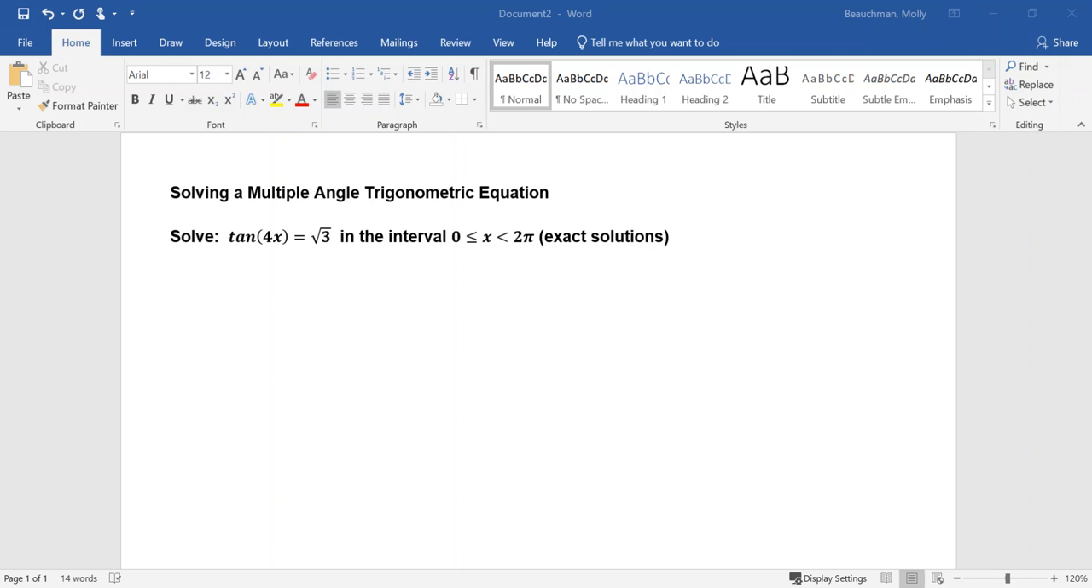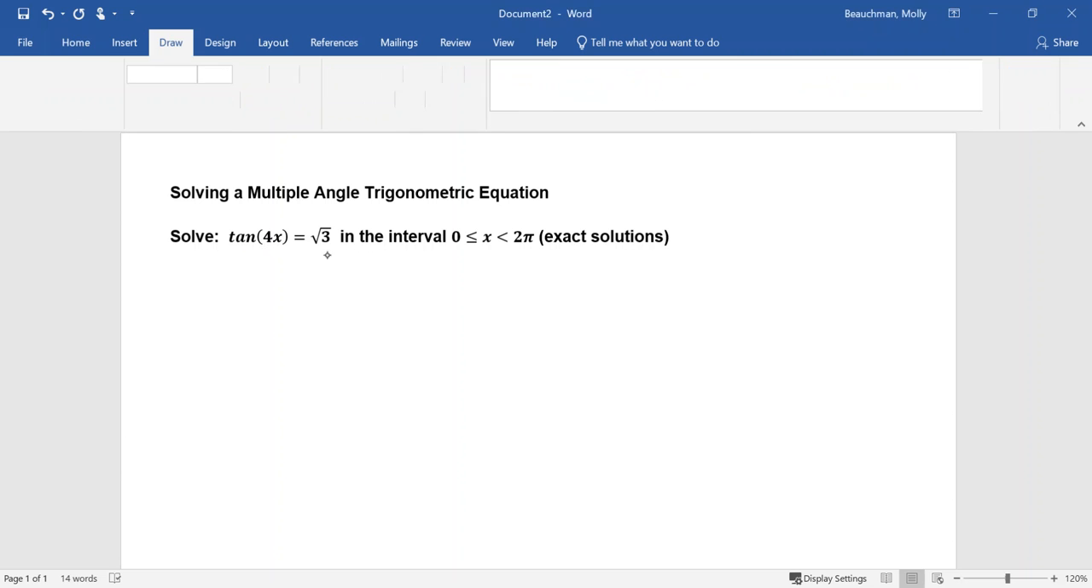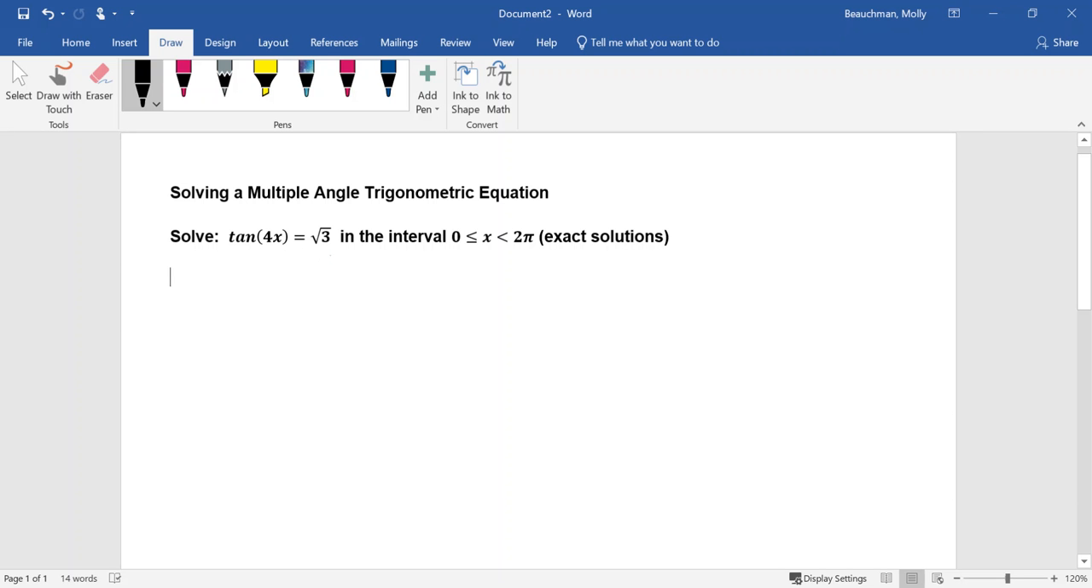Okay, I'm going to show you a graph first of what this looks like. So remember, the period of tangent is pi. So this is 4 times x, so the period of tangent 4x is pi over 4. That means we're going to have a lot more solutions in this interval. So using Desmos, I typed in a graph. Let's see what that looks like.